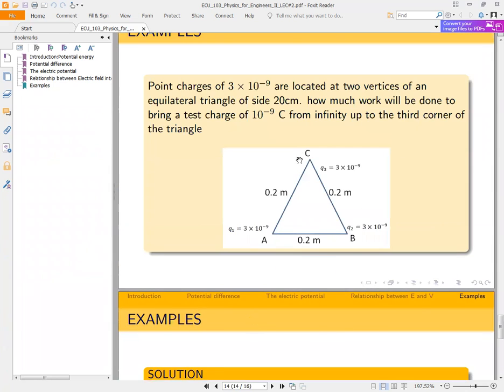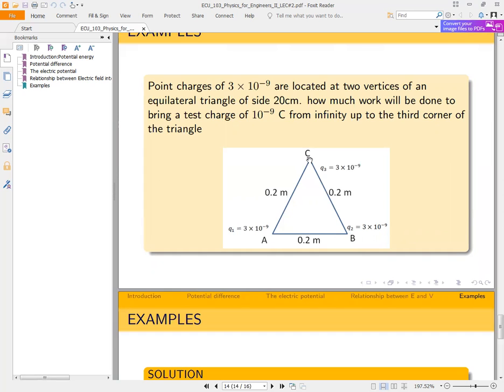You bring the charge at point C. When you bring a charge at point C, the charge at point A will exert a force on C. The charge at B will exert a force on C. So because of that, you do it in bits. You begin with the charge at C, the charge at A. You get the work done.